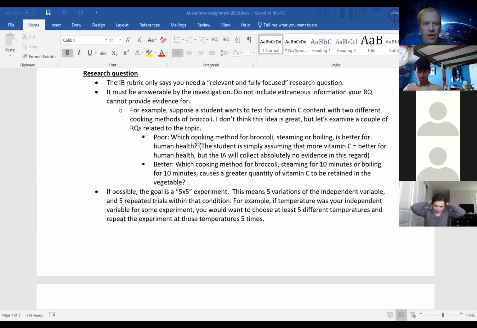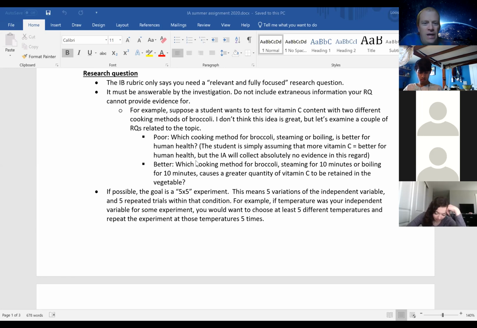A very bad one would be, which cooking method for broccoli, steaming or boiling, is better for human health? So that's a terrible RQ because you can't possibly learn anything about human health from the experiment that you're doing. That would take years. Can't be done in the high school classroom. Your experiment is going to tell you nothing about that. What the student is doing is simply assuming that more vitamin C is better for human health. Maybe not, but your IA is certainly not going to give you any evidence in that regard. So your RQ has to be answerable.